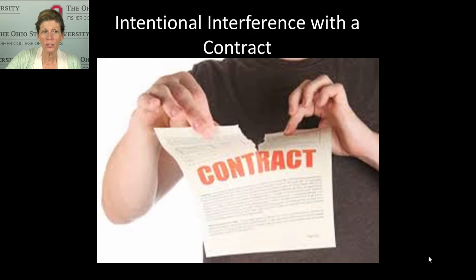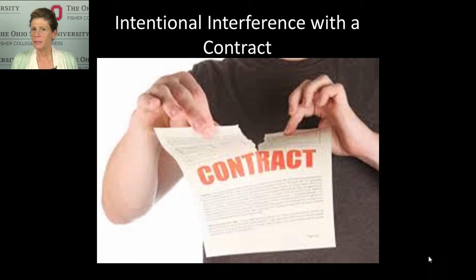Our next intentional tort in this area is intentional interference with a contract. So this is where you know somebody has a contract and you somehow cause them to breach that contract. You cause them to violate the terms of what they are supposed to be doing under that contract. Where this usually comes up is in employment contracts.